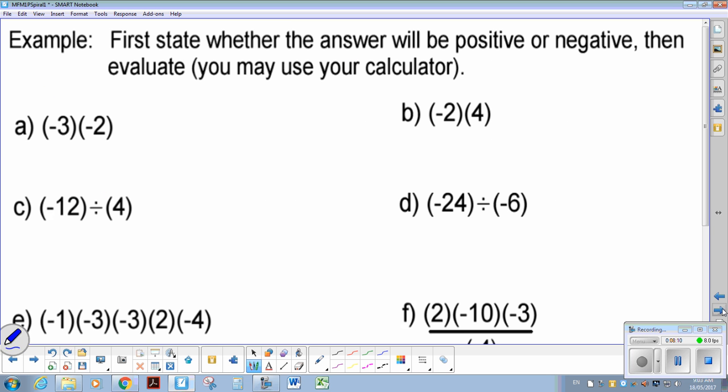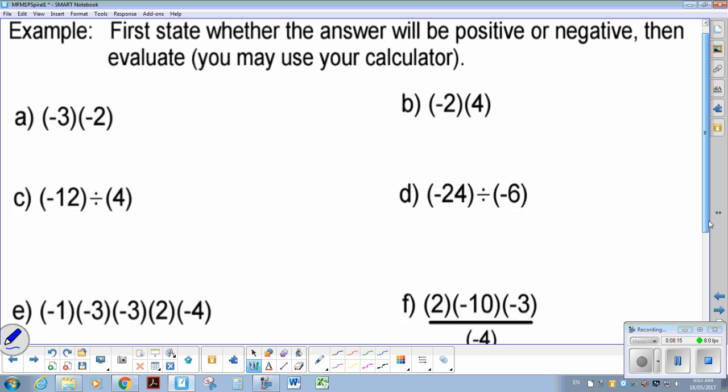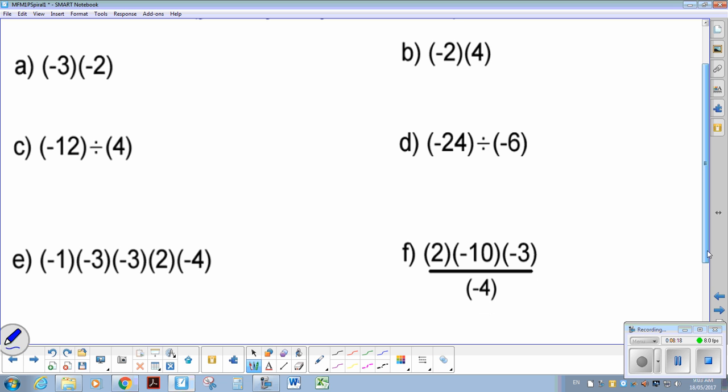We want to first state whether the answer will be positive or negative, and then evaluate. So now we're doing multiplication, and the same rule holds true. If we have an even number of negative signs, a negative and a negative for multiplication, the result will be a positive number. So we know it's going to be positive, and in this case, it would be positive 6. If we have an odd number, so here we have 1 negative, and that's it, because it doesn't have a partner, the result will be a negative, and we have negative 8.